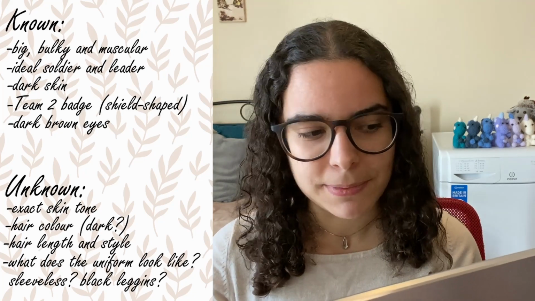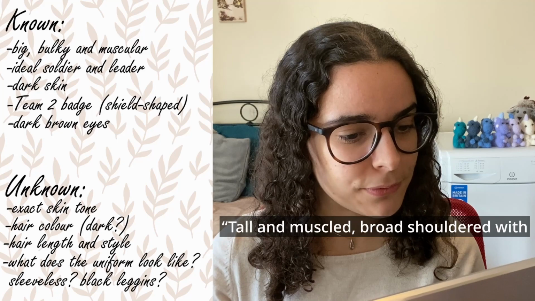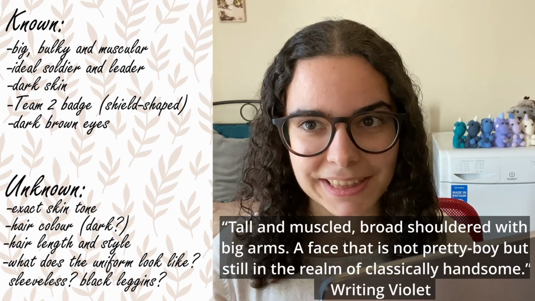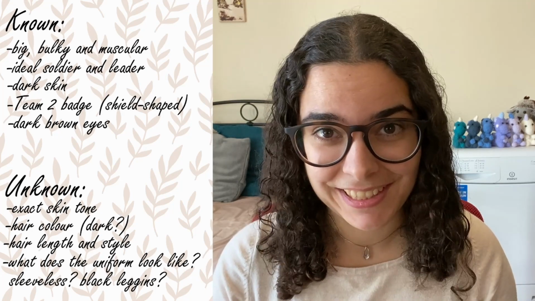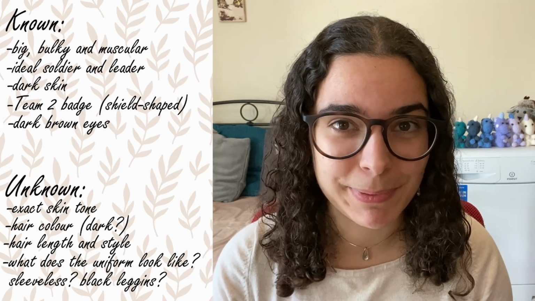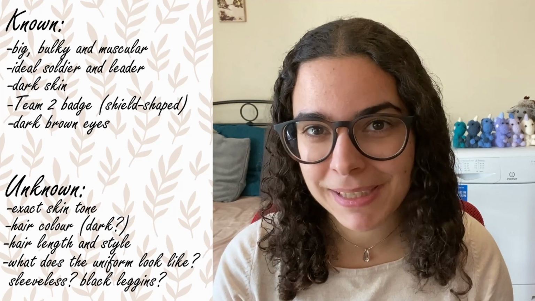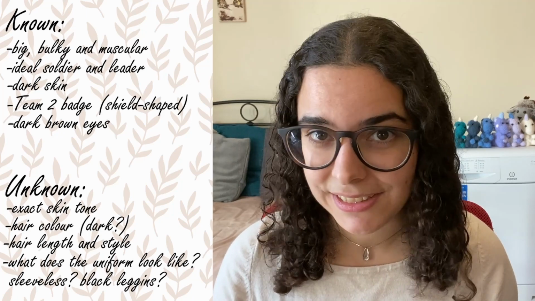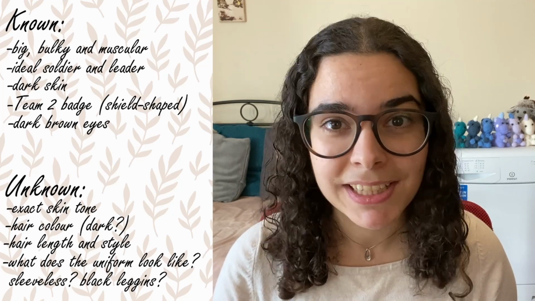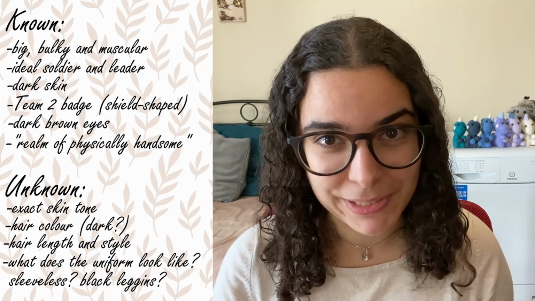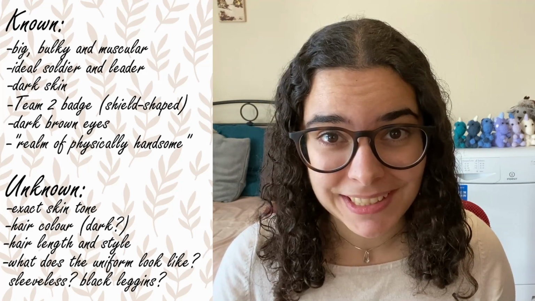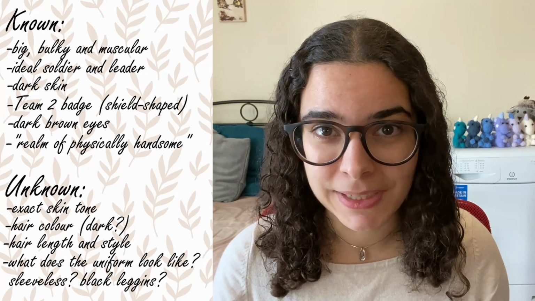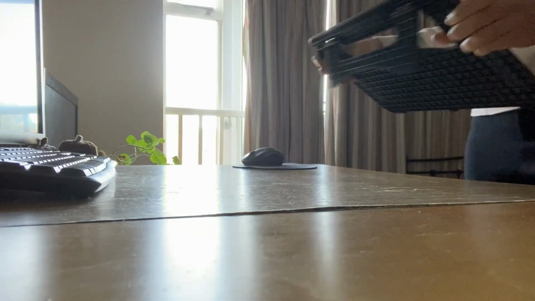Violet described him as tall and muscular, broad-shouldered with big arms, a face that's not pretty boy, but still in the realm of classically handsome. These descriptions are a lot less detailed than what I got for Lisa, which makes sense, because how can I expect my beta readers to know what my character looks like if I don't know what my character looks like, right? But there are a couple of things in here that I can use, like the dark eyes, and he is definitely in the realm of classically handsome. Thank you, Violet. This is still not a lot to go on, but I think this is as much as I'm going to get, so I'm going to get started sketching a couple of portraits and seeing if I can come up with something that feels like Thread.